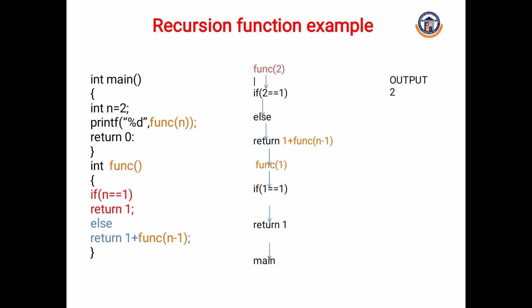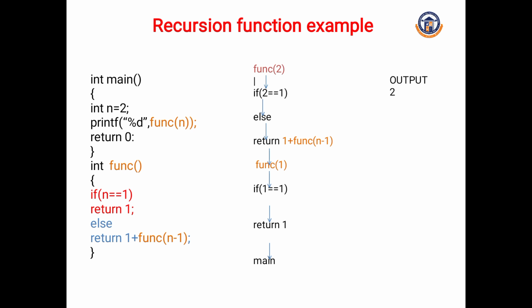So func of n will return an integer value. It was stated like printf of %d. Once this function func of n is called, it will directly go to the subfunction func. Here in the main function, the value of n is 2. So int func of 2.